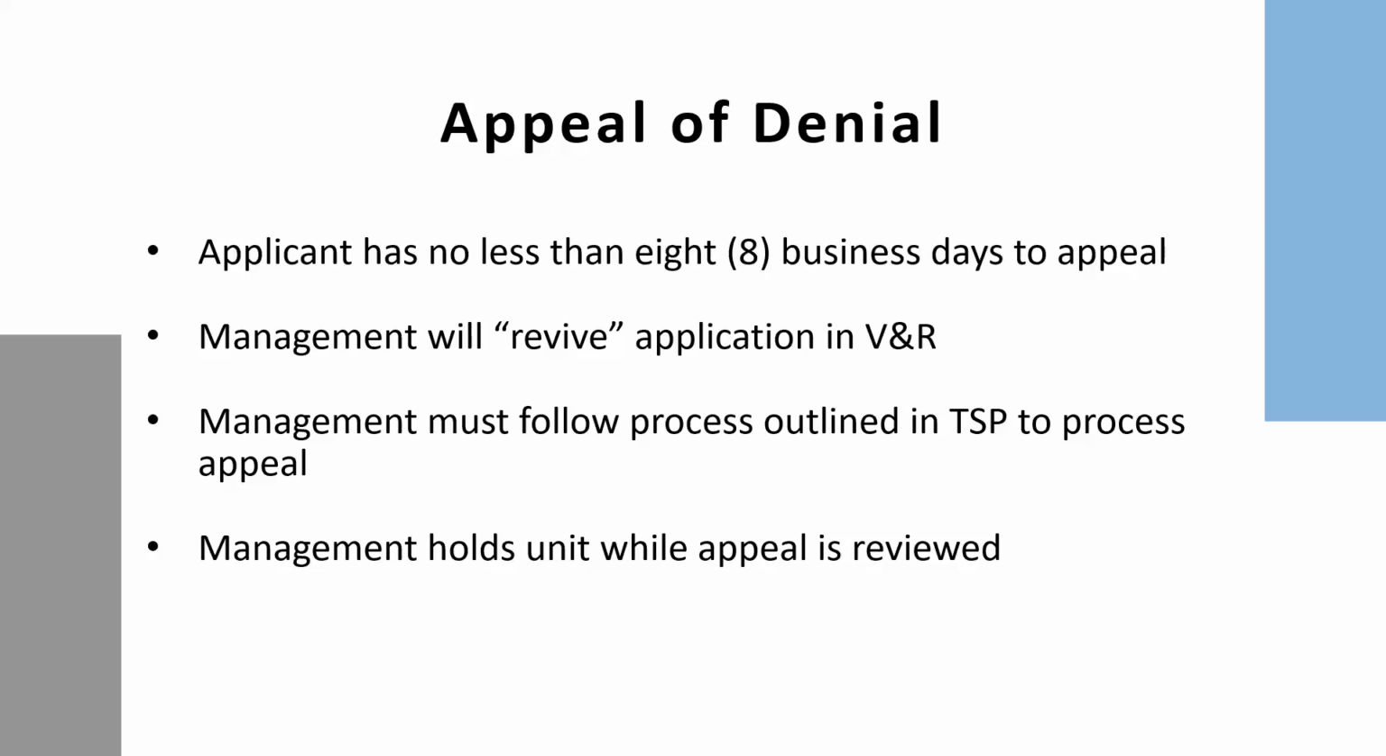If an applicant chooses to appeal, they have no less than 8 business days to appeal. If they appeal, management will revive the application in Vacancy and Referral, and they'll follow their process outlined in the tenant selection policy to process the appeal. And again, management is required to hold the unit until the appeal is reviewed.